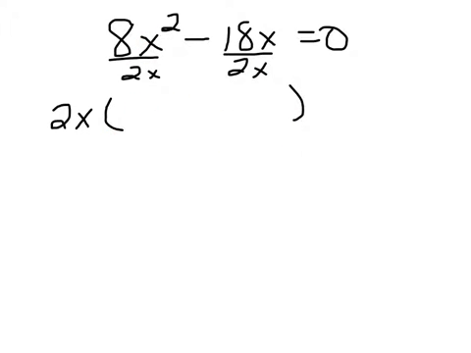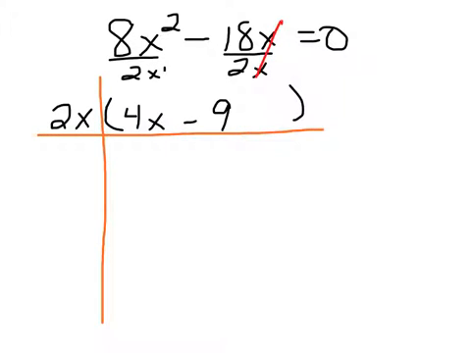If you notice, I put my parentheses right here, so I can drop my answers right in. A lot of you are having a hard time with organization, so maybe this is a good strategy. 8 divided by 2 is 4. X squared divided by x is x. Minus 18 divided by 2, which is 9. And my x's will cancel. I now have something I can tee up. I'm going to say 2x equals 0. And I'm going to say 4x minus 9 equals 0.